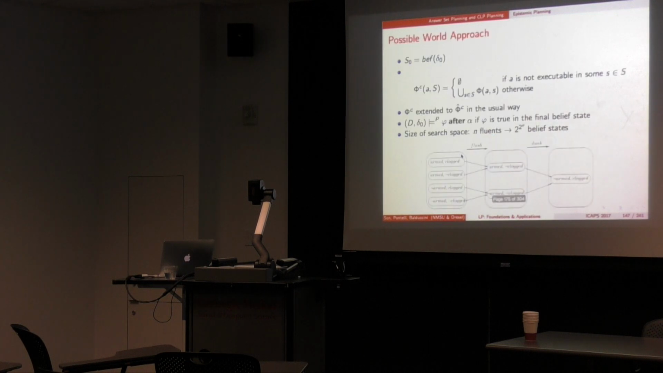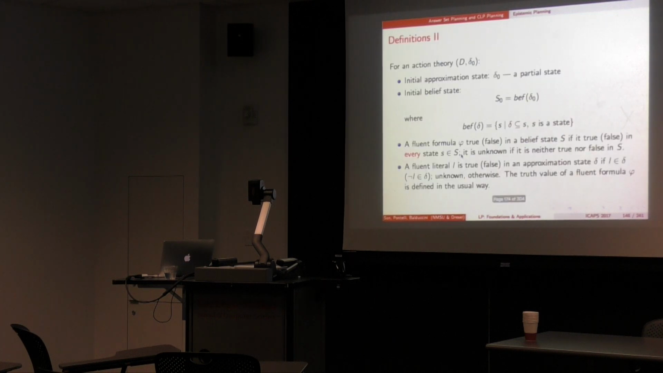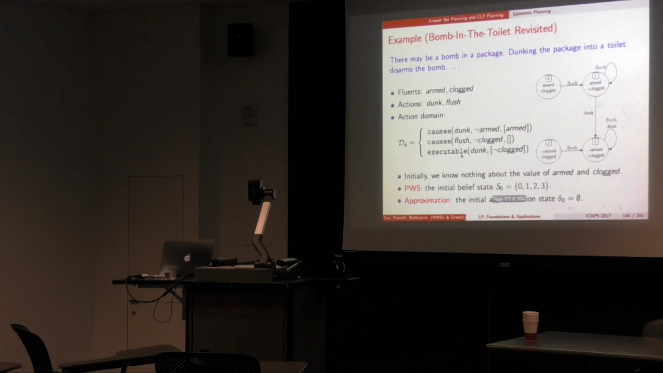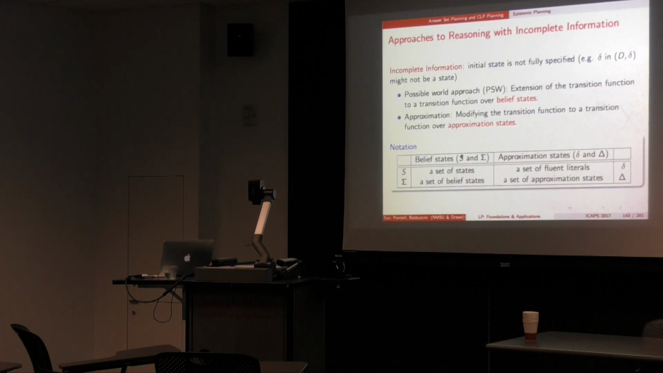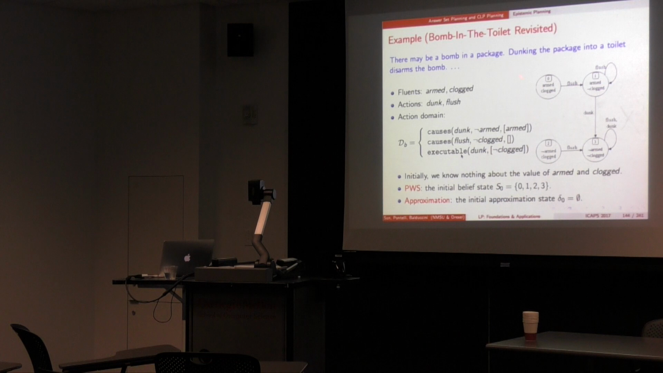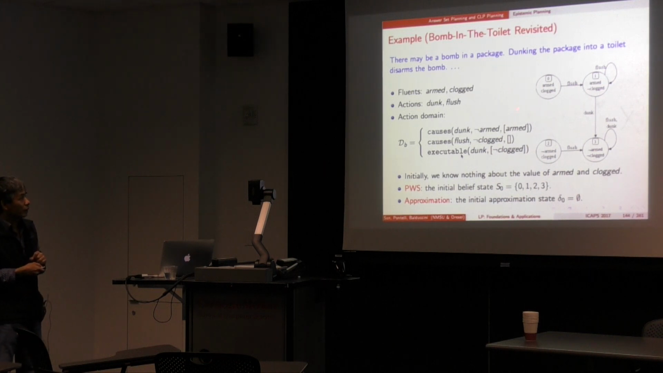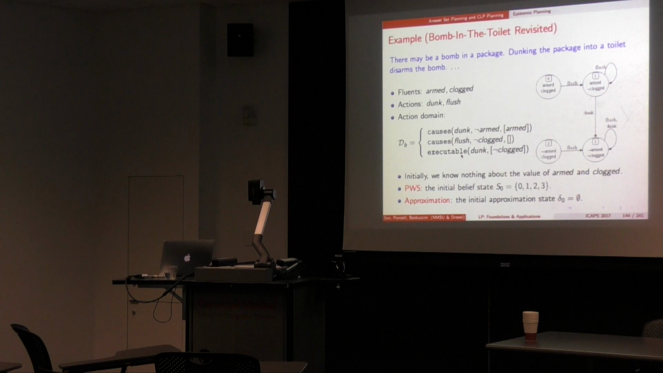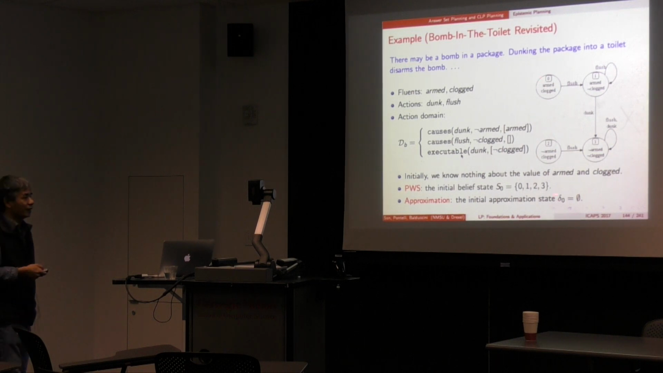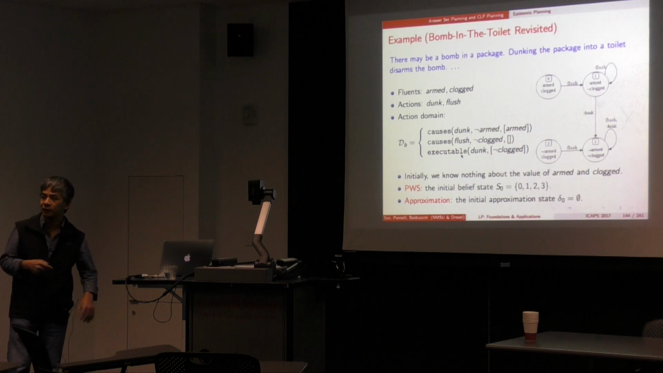Where is the slide? Yeah, too fast. So here is an example of that. This one is the bomb in the toilet example. If initially we don't know anything, then under the possible world semantics, the initial belief state would be all these four possible states. Whereas the approximation state is: I know nothing, I have the empty set.